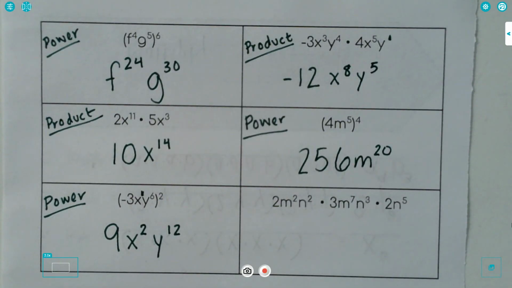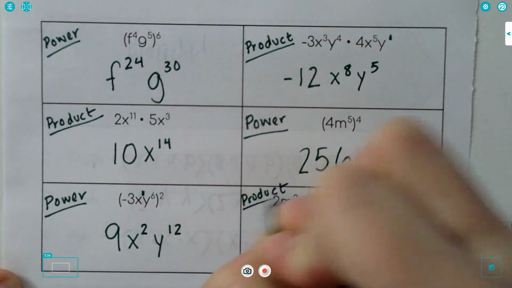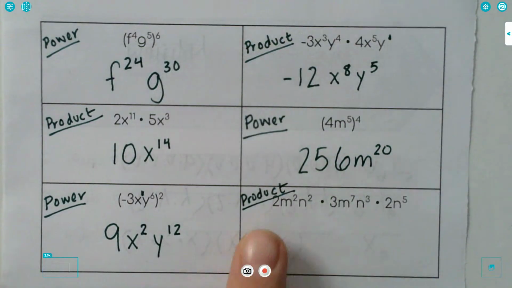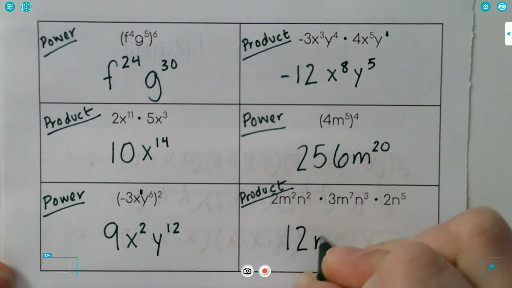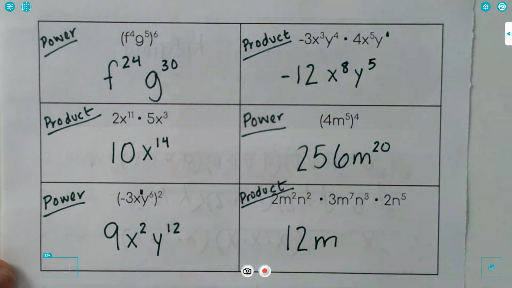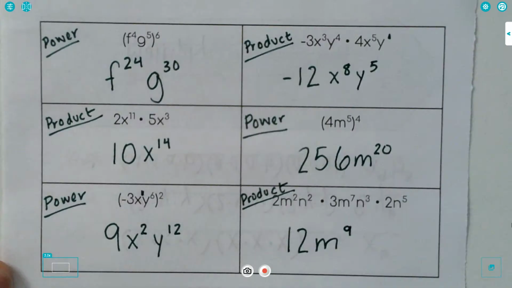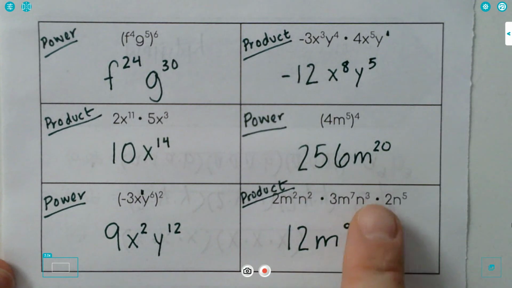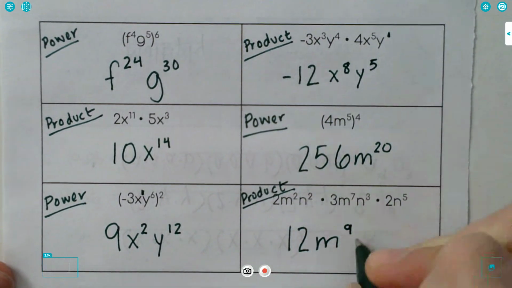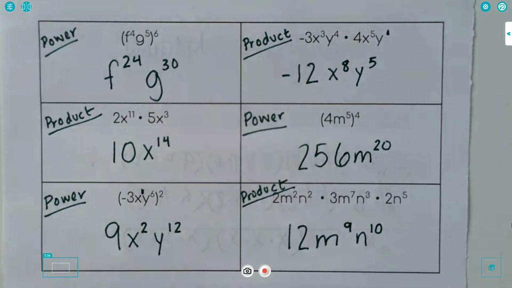Hey, and then the very last one is a product rule. I've got 2 different bases here, so I just keep each base with itself. So my numbers I treat like normal. 2 times 3 is 6, times 2 is 12. And I add up all of my m's. So 2 plus 7 is 9. And then I add up all of my n's. So 2, 3, 4, 5, 10. N to the 10th. Okay. Any questions right now?